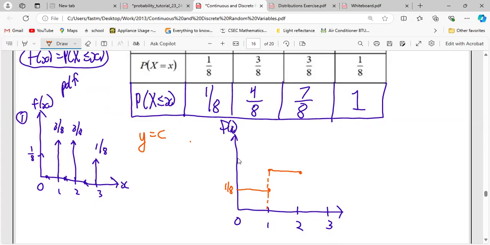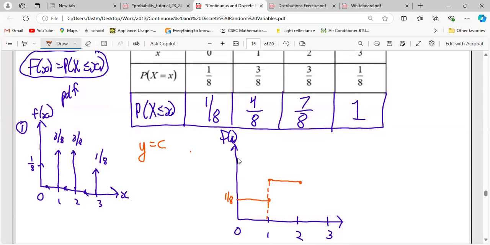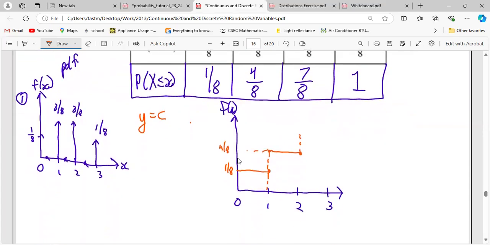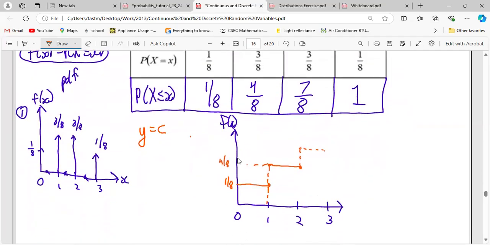Right? So everything less than or equal to 2 is 4 and 8. And then the other one is 7 and 8, which is up here. And the other one is 1, which I don't have enough space for. And that's it. Steps.